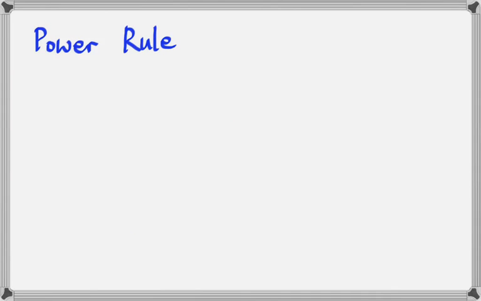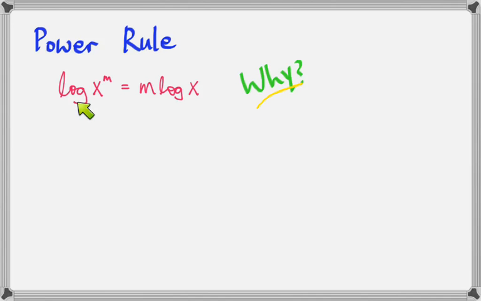And here's the power rule. The power rule says that if you have log of x to the m, you can write that in this form, m times the log of x. So it looks like you just take this exponent and slide it right out to the front. And why in the world would such a thing work?